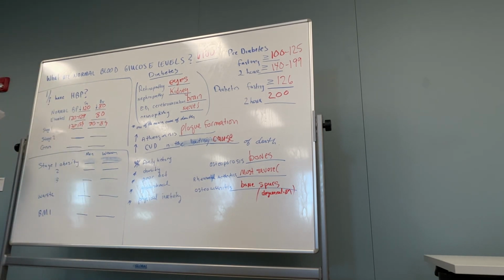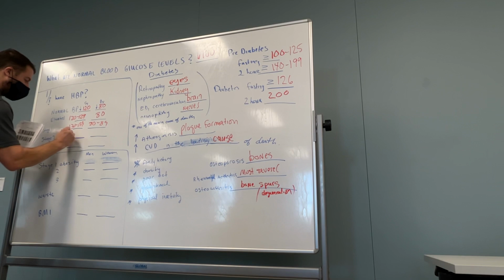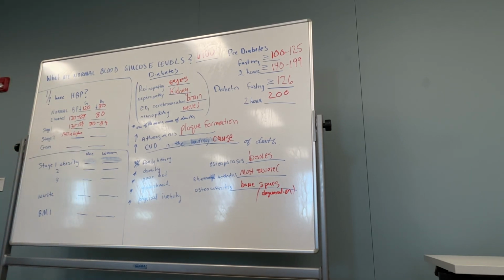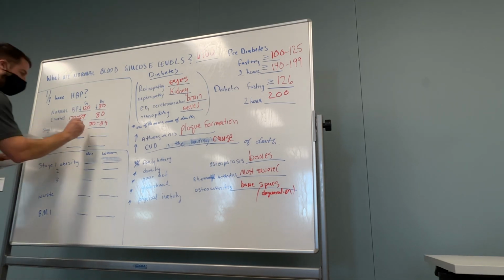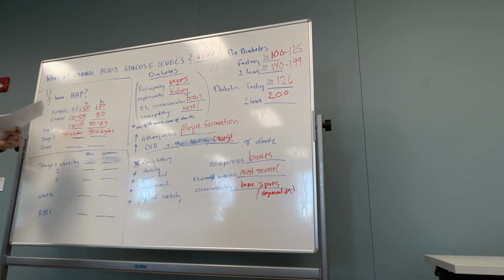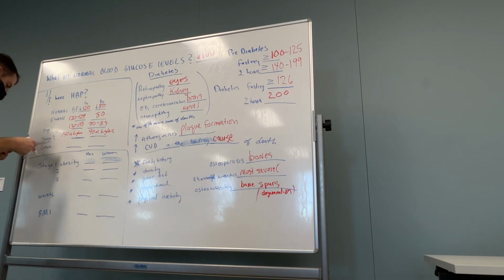Okay, next, what do you think the second stage would be? 140 or higher. And what about your diastolic? Okay, 90 or higher, great. And what do you think would lead to crisis? Okay, what would be crisis mode? 180, okay, good. Where did I put that? And what do you think the diastolic would be?